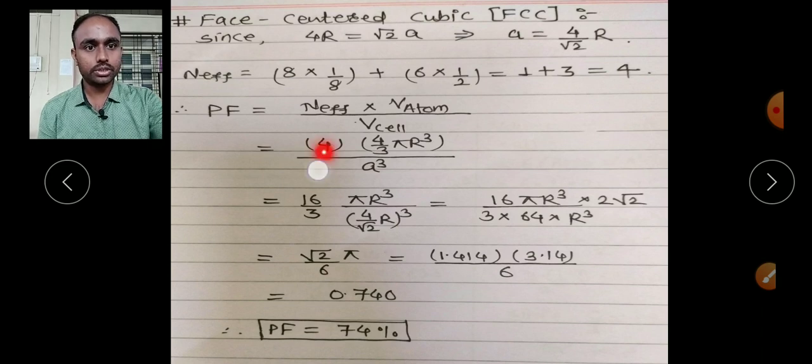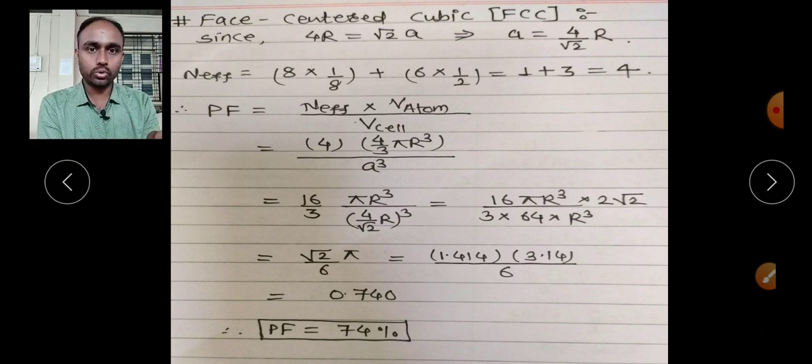Now again do the calculation. In the numerator 4 into 4 is 16, 3 in the denominator as it is, pi as it is, r cube as it is. We have to substitute this a as 4 by root 2 r, and its cube. Okay, go to the next step. 16 as it is, pi as it is, r cube, in the denominator 3 as it is, 4 cube is 64, r cube is r cube, and root 2 is in the denominator of the denominator, and root 2 cube is again root 2 into root 2 into root 2.